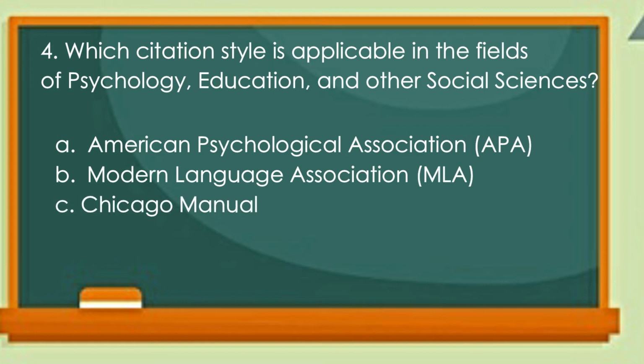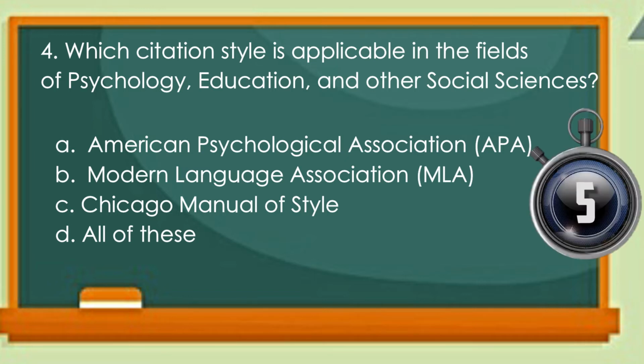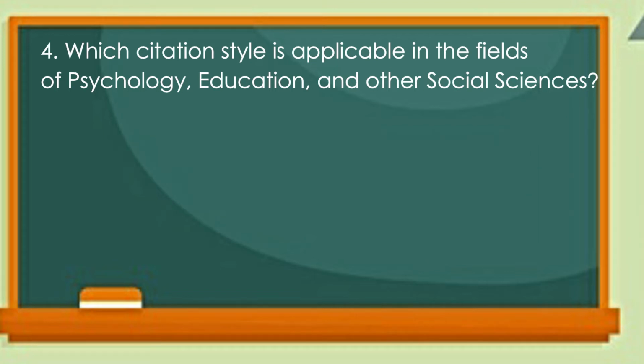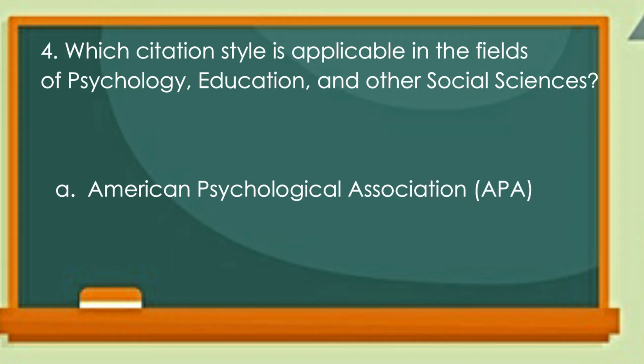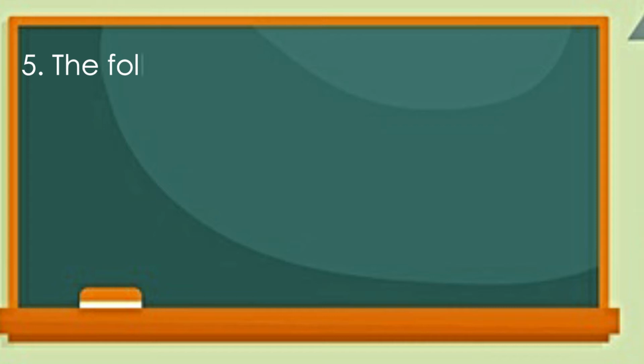Number 4. Which citation style is applicable in the fields of psychology, education, and other social sciences? A. American Psychological Association, APA. B. Modern Language Association, MLA. C. Chicago Manual of Style. And D. All of this. The correct answer is letter A. American Psychological Association, APA.